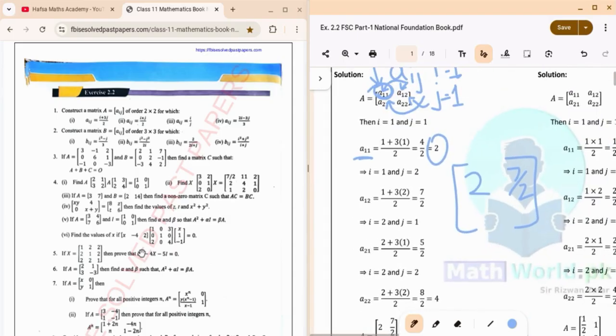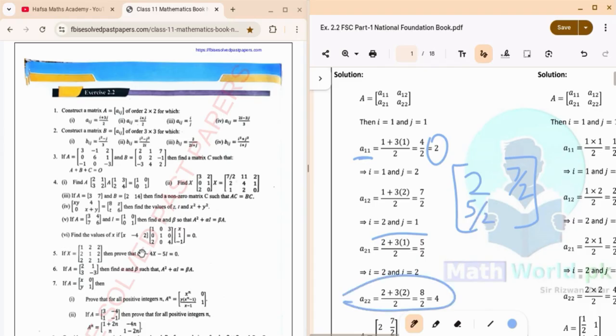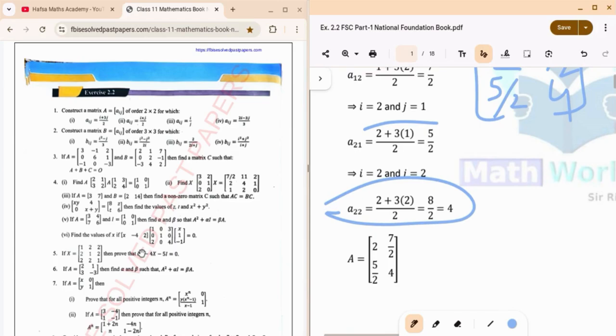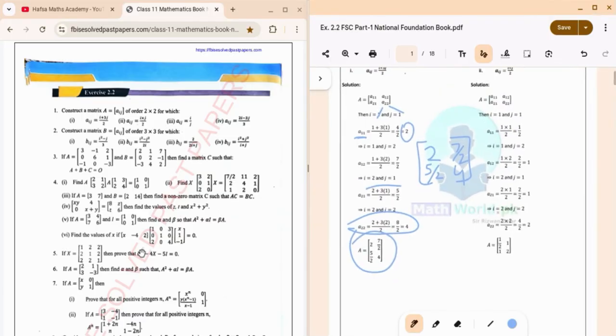Same for the third value, which is 21. Sorry, I blocked that out. It's 21, so i is 2, j is 1. As you can see over here, they've solved it, and our third value is 5 by 2. Our last one, i is 2 and j is also 2. So we're going to solve it, and our value is 4. So we just input all of those values in, and you can see that we've made our matrix A with those values. That's what you're going to do for all of the other ones.